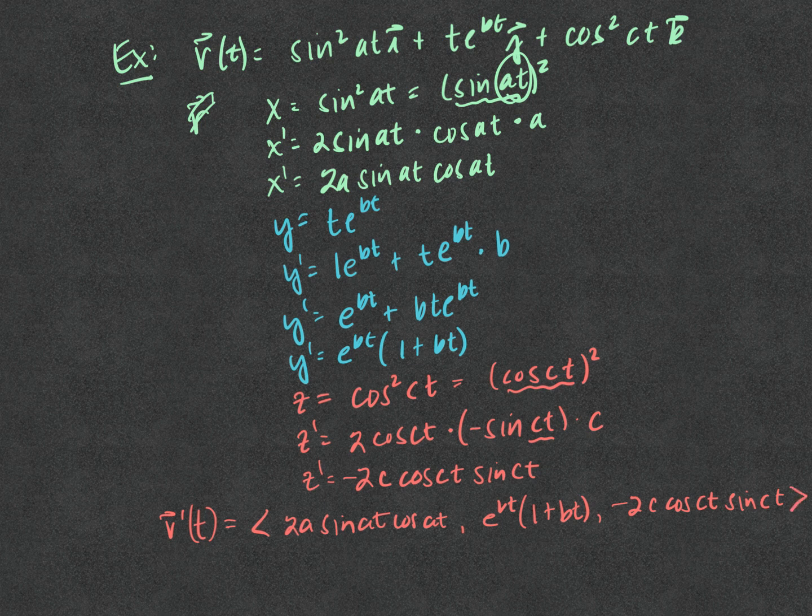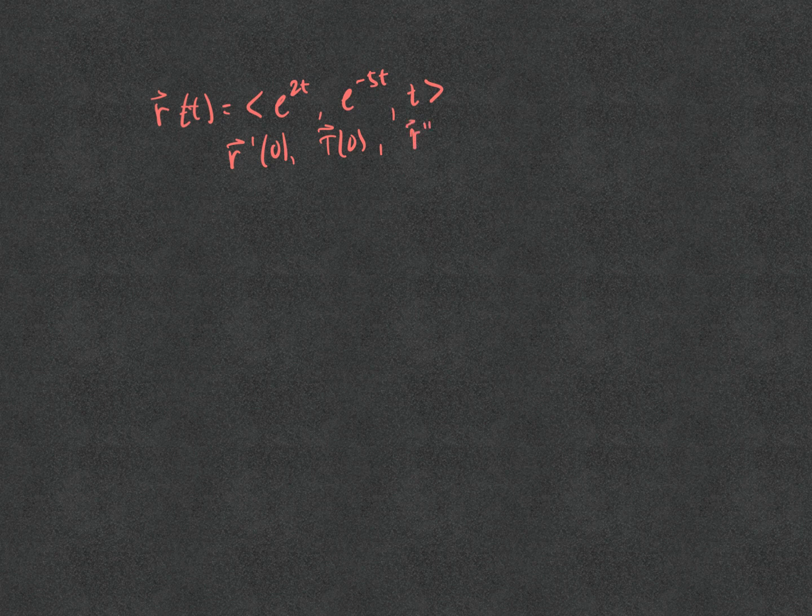All right, let's look at one more. This one is similar to one in your homework. It says let r of t equal e to the 2t, e to the minus 5t, and t. You're supposed to find all kinds of things. The first one is r prime of 0. The second one is T of 0. Remember, that's your unit tangent vector. The third one is your second derivative at 0. And then you're also supposed to find r prime of 0 cross r double prime of 0.